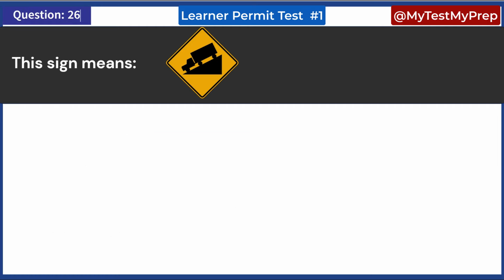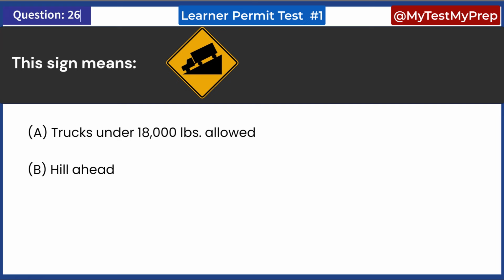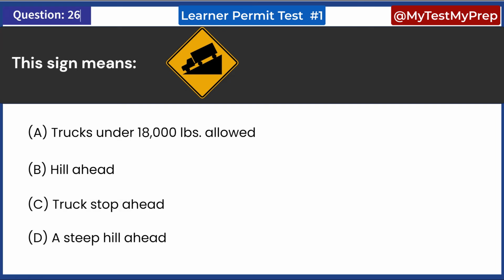This sign means: A. Trucks under 18,000 pounds allowed. B. Hill ahead. C. Truck stop ahead. D. A steep hill ahead. Answer: D. A steep hill ahead.